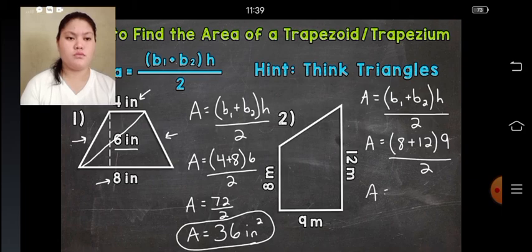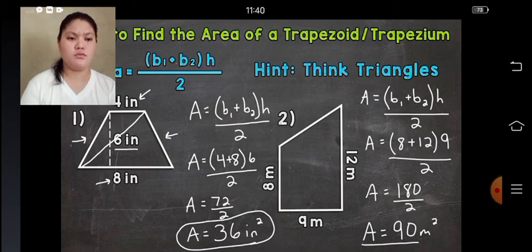So we know that 8 plus 12 is 20, times 9 is 180, and we divide that by 2 to get our final area. So 180 divided by 2, or half of 180, is going to be 90, and that is square meters. So that's our area for number 2.